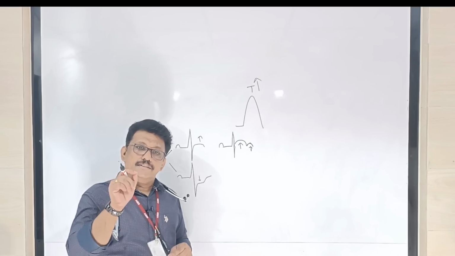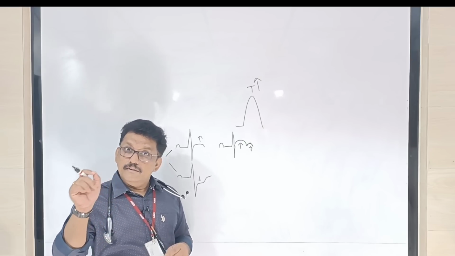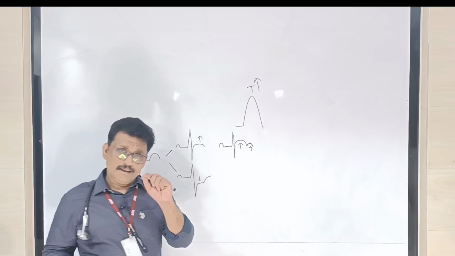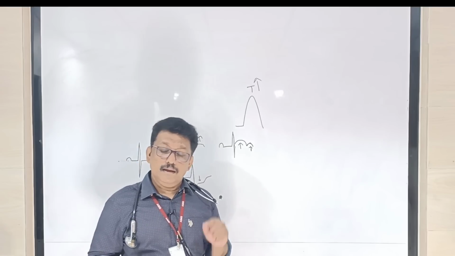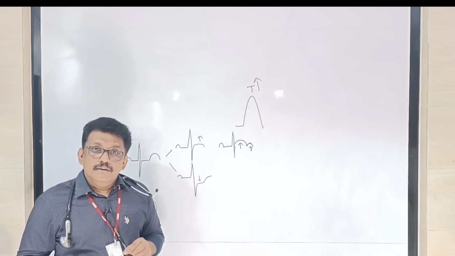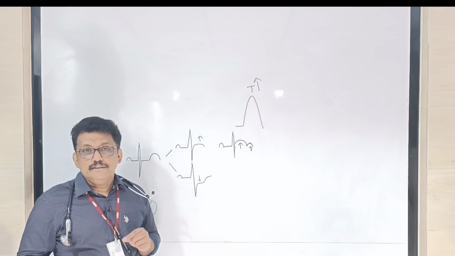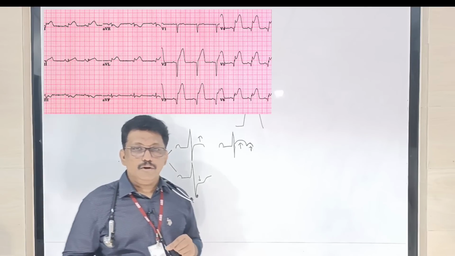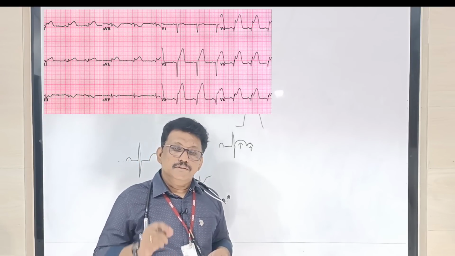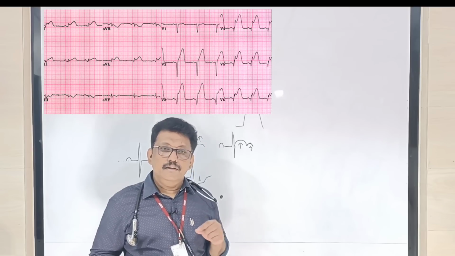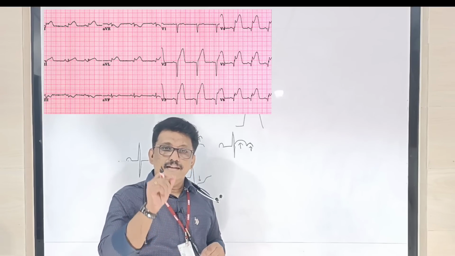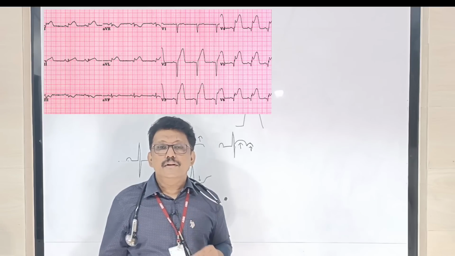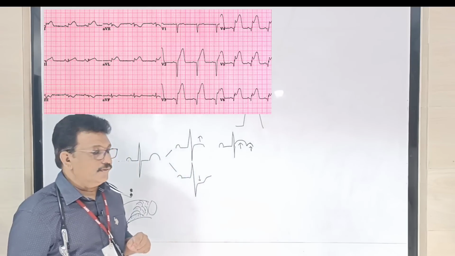Suppose we have ST elevation in V1, V2, V3, V4, V5, V6 and also aVL, we can tell it is extensive anteroseptal anterolateral MI. You can sometimes have reciprocal changes in lead 2, lead 3 and aVF. That is called reciprocal changes. Suppose you have a patient who is having acute chest pain, and if you are taking an ECG and you are getting ST elevation in lead 2, lead 3 and aVF, this is acute inferior wall myocardial infarction.